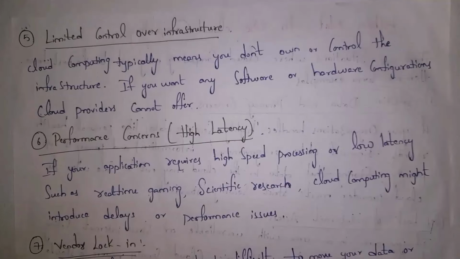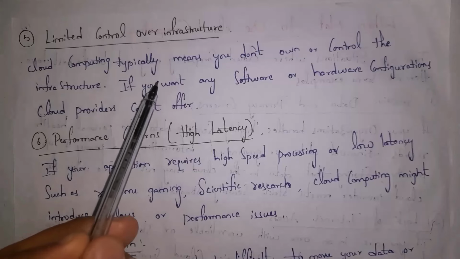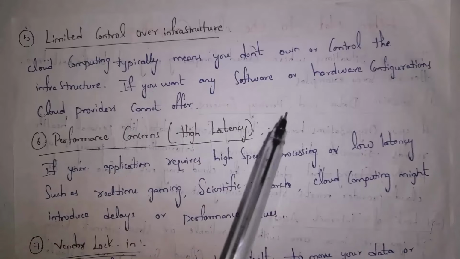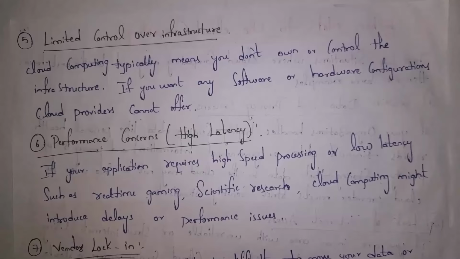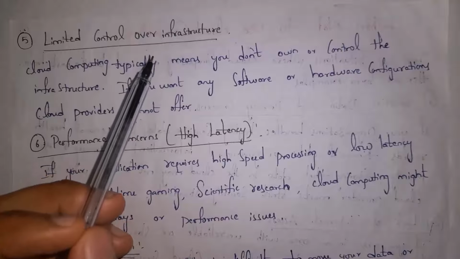And the fifth one is limited control over infrastructure. Guys, for example, I will rent so many servers in the cloud. I am not the owner of the cloud, I am just taking servers for rent. Your cloud provider is the owner of the cloud. If you want to configure hardware or software in the cloud, then you need to ask the cloud provider. The cloud provider may or may not provide the required service. Infrastructure is completely handled by the cloud provider.